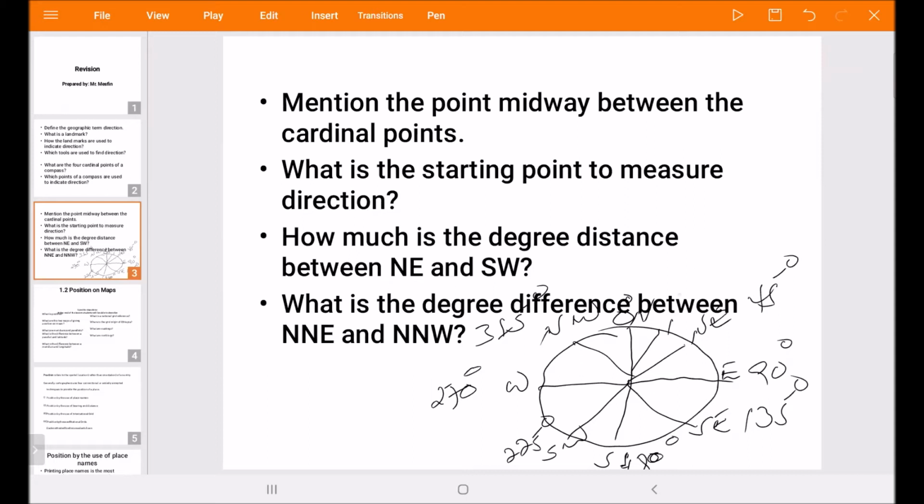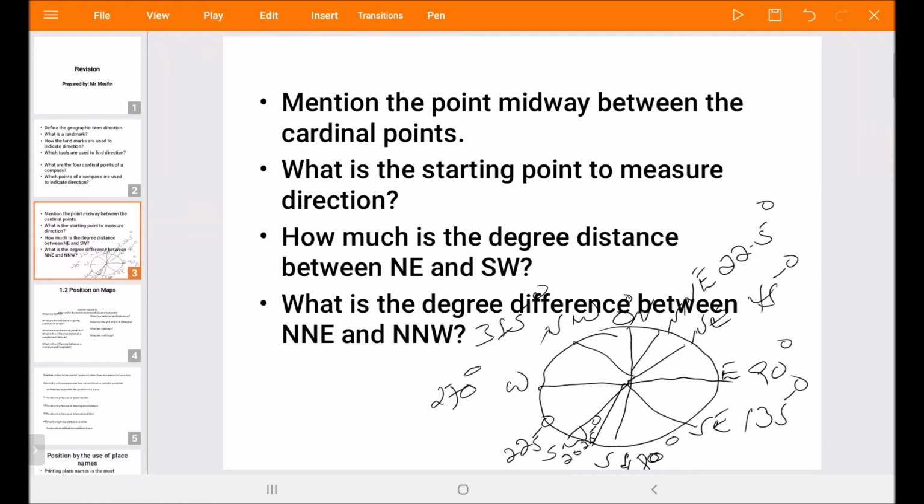So northeast is 22.5 degree. Again, in between, for example, south and southwest, there is also southwest, which is 202.5 degree.